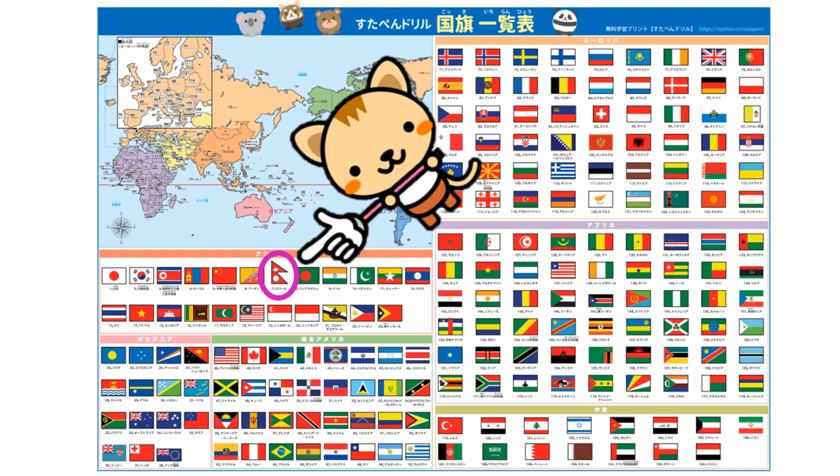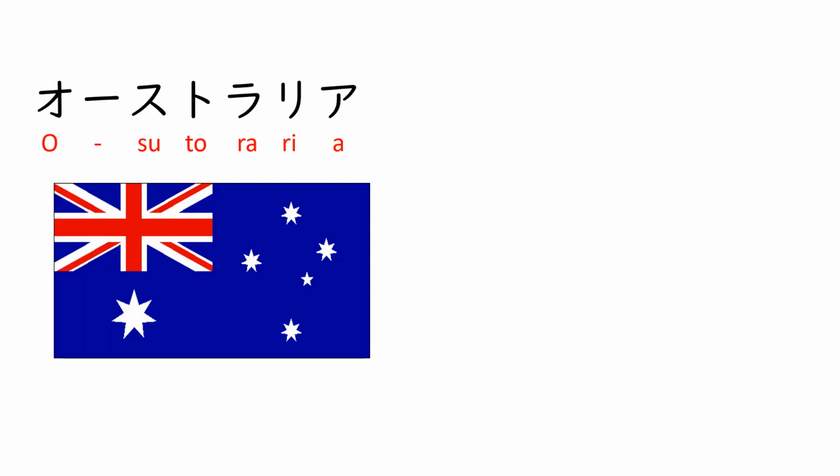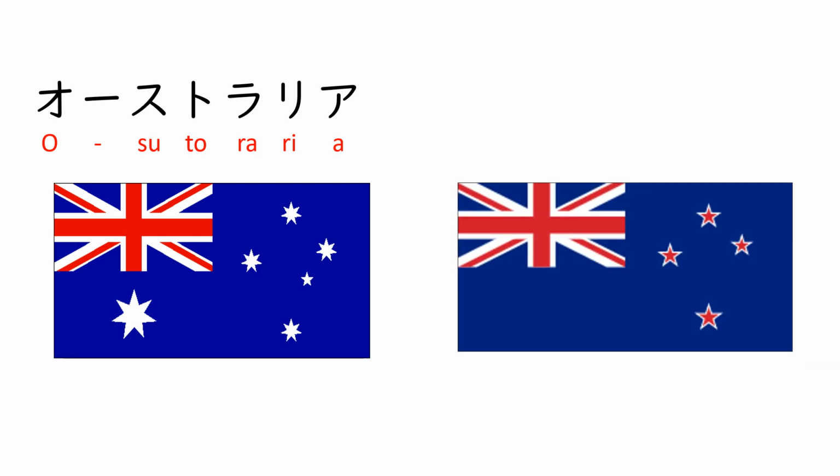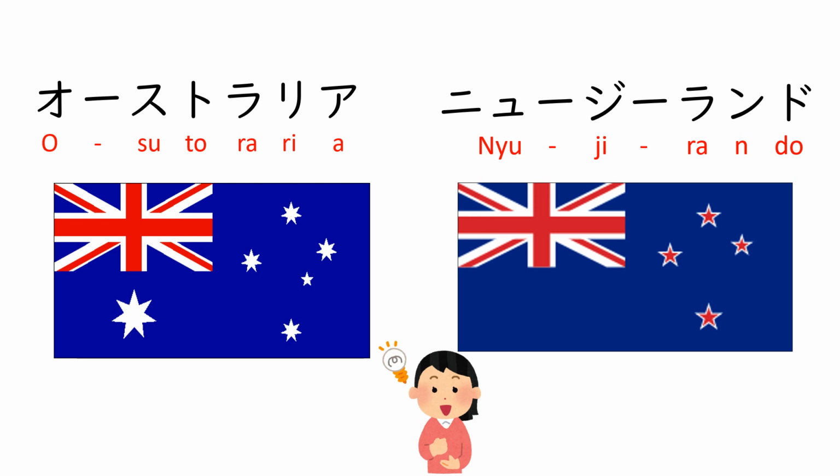Yes, it's here. ここです。これはオーストラリアです。Yes, this is an Australian flag. And there is a very similar flag as this. Which country's flag is this? 何ですか？ニュージーランド、New Zealand.